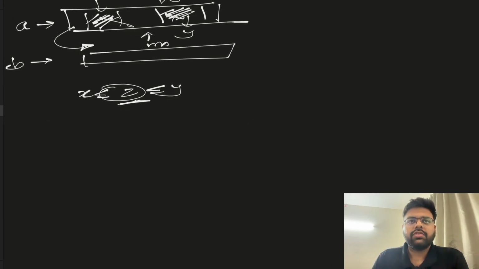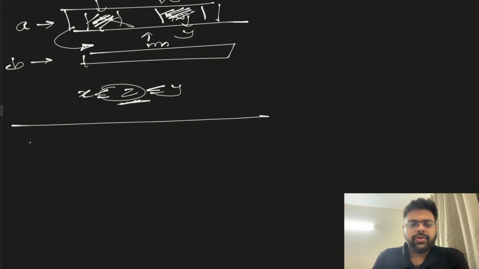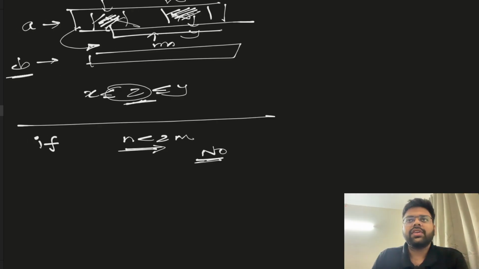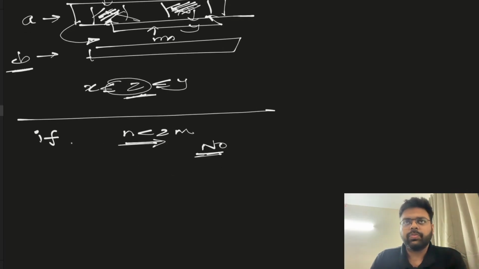So if you would have thought this problem correctly, first of all, let's deduce one particular thing. If n is less than 2m, the answer would always be no, right? Because for every element in B, it should have at least two elements in A to make this thing possible. So if n is less than 2m, the answer would always be no.